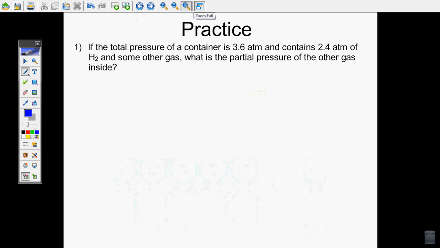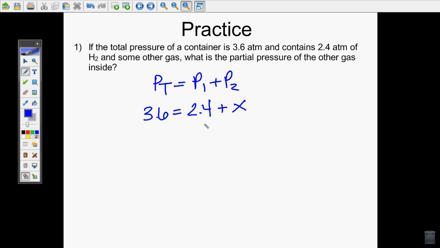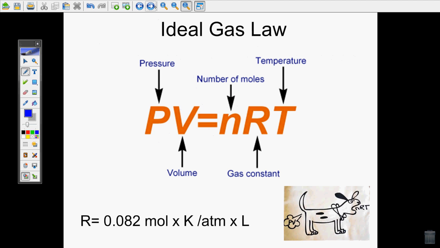So if the total pressure of a container is 3.6 atmospheres and contains 2.4 atmospheres of hydrogen and then some other gas, what is the partial pressure of the other gas? Well, we know that P total is equal to P1 plus P2. So we know our P total is 3.6 atmospheres. We know the hydrogen was 2.4 atmospheres plus X. We don't know X, so just subtract and you get 1.2 atmospheres for that other gas. It's pretty simple.